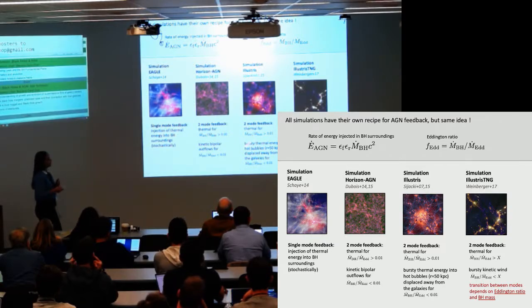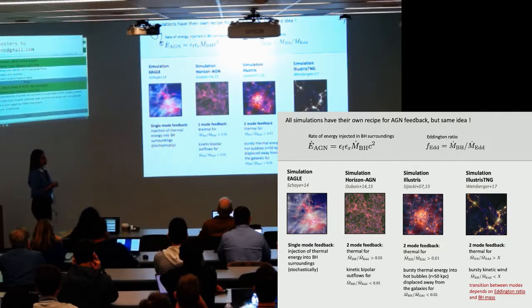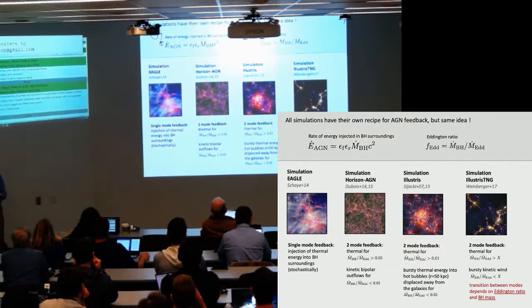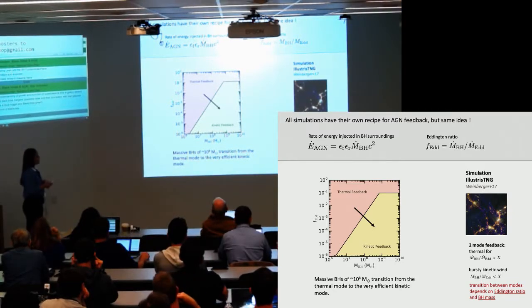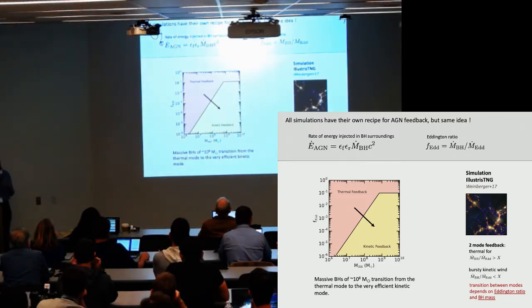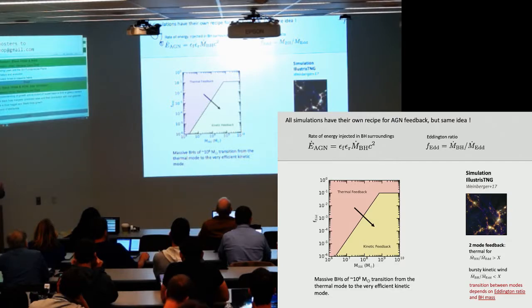IllustrisTNG was also using a thermal mode and a hot bubble mode that has been replaced in the new IllustrisTNG simulation. The transition between modes is often effective at a constant Eddington ratio, but in the new TNG, it depends on the Eddington ratio and also on the black hole mass. We will see that this is important. The key thing to understand for the TNG is that black holes of 10^8 solar masses or so, in this diagram, transition from being regulated by a thermal AGN mode to this very efficient kinetic mode. It is more efficient because the efficiency, the energy coupled to the gas, is higher, so we inject more energy. It's a bursty mode: we accumulate energy until we have sufficient energy to impact the surroundings. So keep in mind this 10^8 solar masses for the black hole.